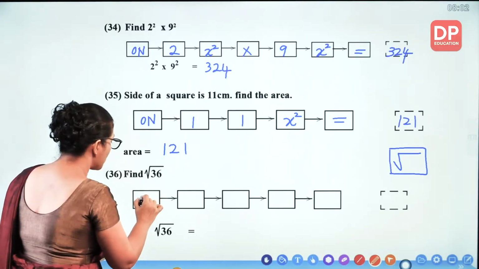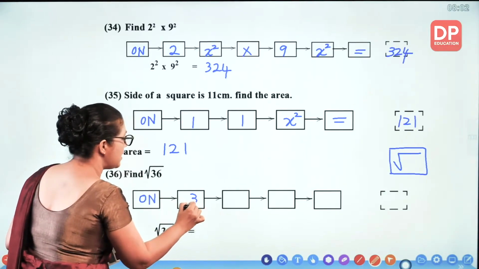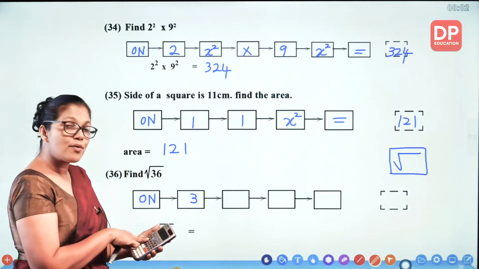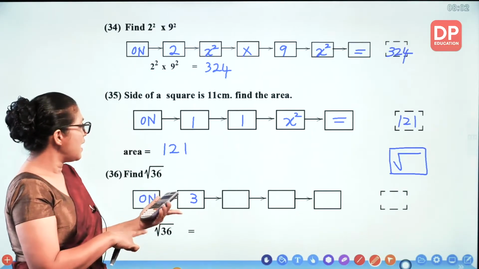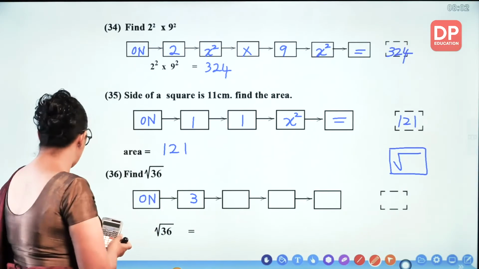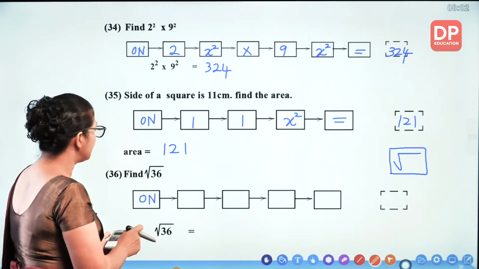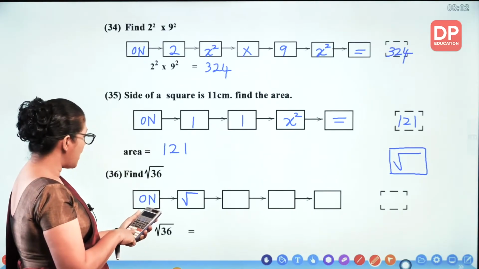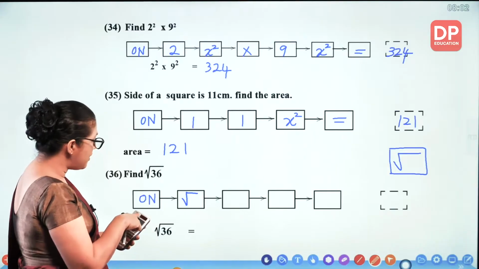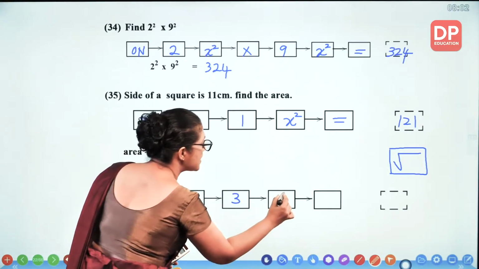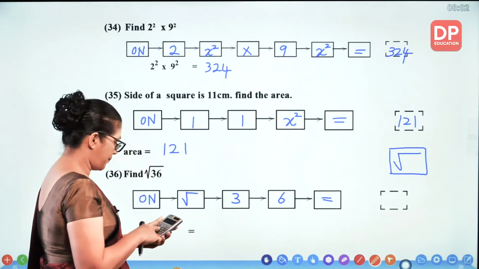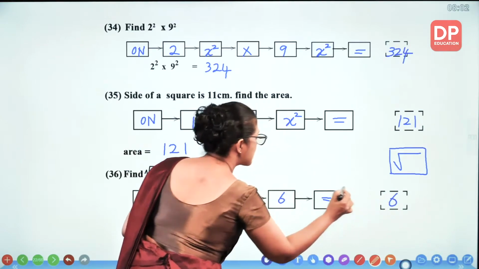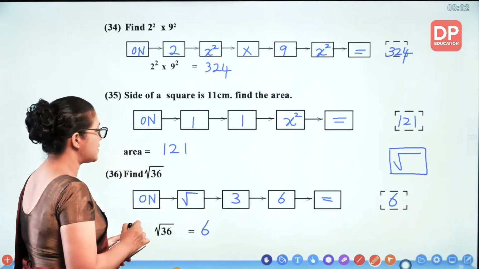So how do you do this one? Switch on, 3, 6. Some calculators you have to press the square root button first and then enter the numbers. So we'll do that, square root button first. When you switch on the calculator, first the square root button and then enter 3, 6 and equals. You get 6. So square root of 36 is 6.